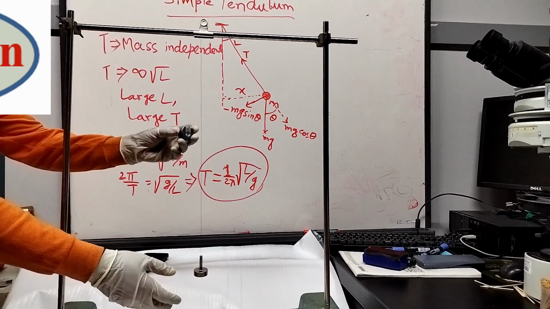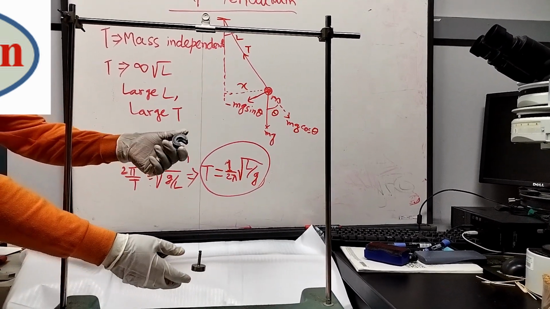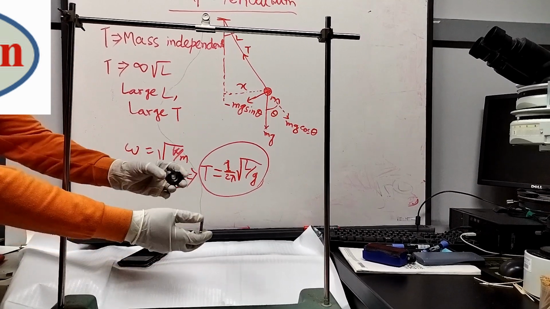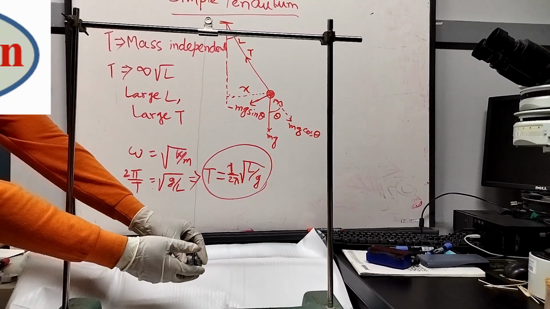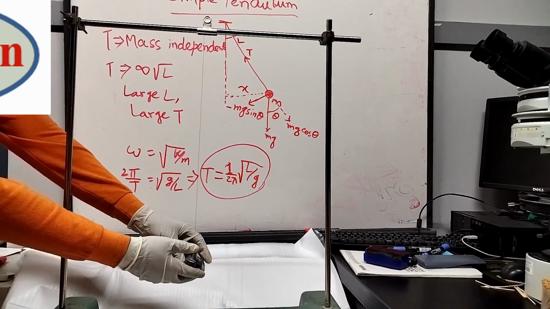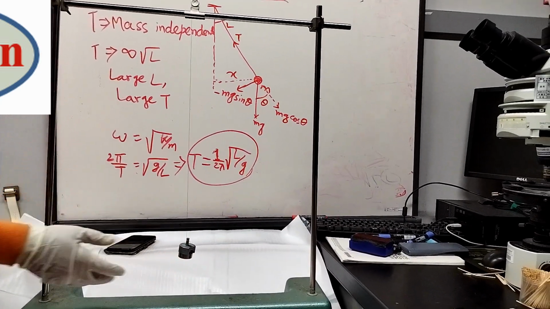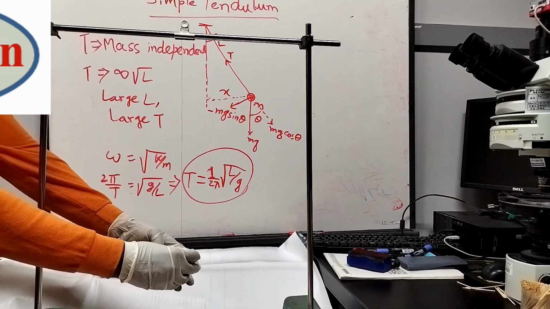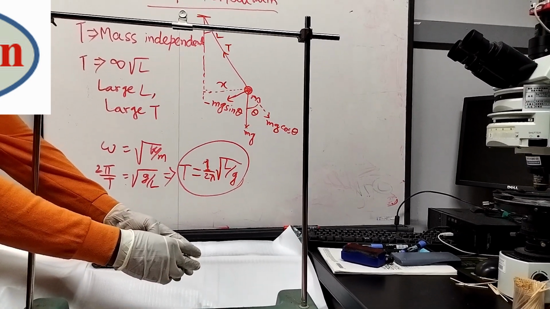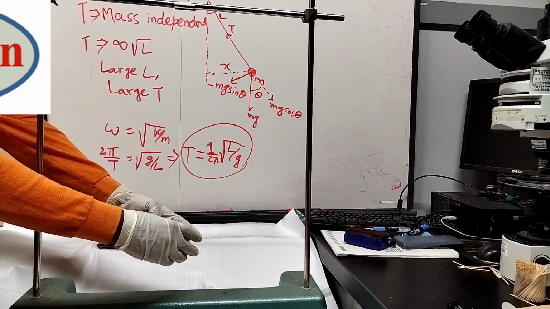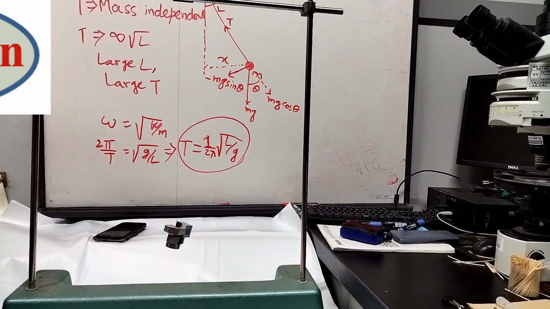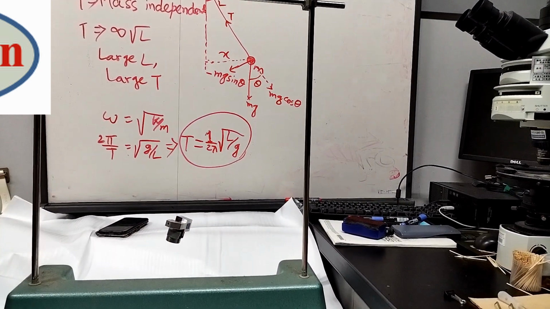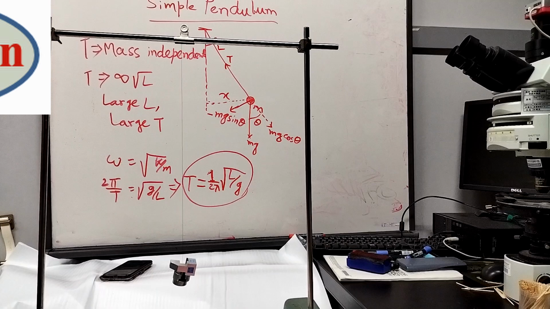Fine. Now to check the first conclusion, the mass independence of the time period, we are going to add additional mass on this system, and I am going to increase the mass approximately 5 times compared to the original mass. I am adding more of these metallic pieces and attaching them carefully so that it doesn't fall during the oscillation.